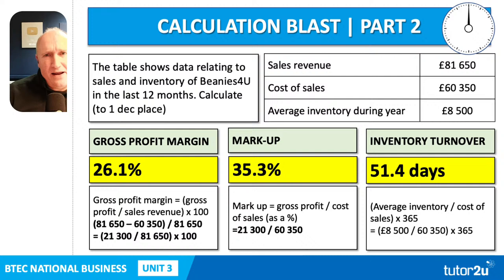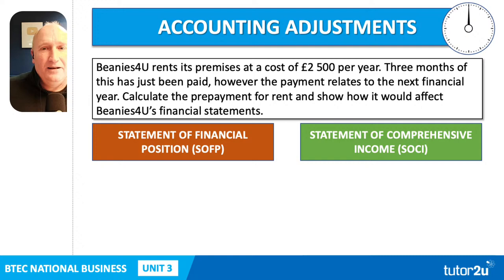Why don't we move on to the last little bit of calculation here, and we're going to do some accounting adjustments, a little bit of prepayments and depreciation. So Beanies for You rents its premises at £2,500 per year. 3 months of this has just been paid. However, that payment actually relates to the next financial year. So over to you. What is the prepayment for rent that we would need to adjust our accounts for in terms of the two financial statements?